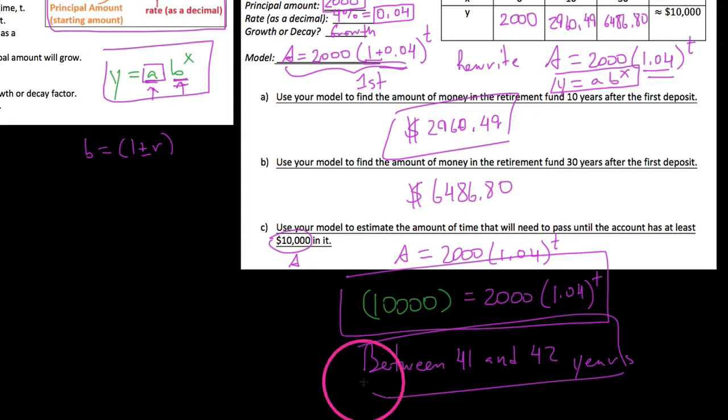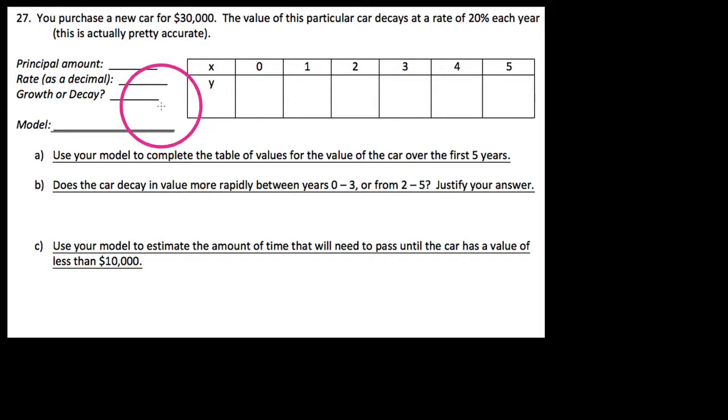Okay, so now what I want to do is look at another situation in terms of decay. We'll put this one together a little bit faster this time. It says you purchased a new car for 30 grand, and the value of this car decays at a 20% rate each year, which is actually pretty accurate. So we're going to say our principal amount is $30,000, but our rate here is 20%, and what I'm going to write is that this is a negative 20%, so in other words, negative 0.20 here. This is going to represent a situation where this is decay, the value of my car going down.